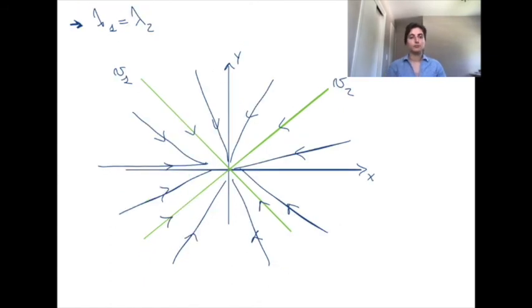Last case, lambda 1 and lambda 2 are equal. Everything behaves in exactly the same way, and it tends to our fixed point in the same way, no matter where it is. Obviously, I'm looking at the case in which lambda 1 and lambda 2 are equal and negative, so everything is tending to the fixed point. But if lambda 1 equals lambda 2 and they are positive, then everything would be expanding from the fixed point in the same way. This is called a star, for obvious reasons.